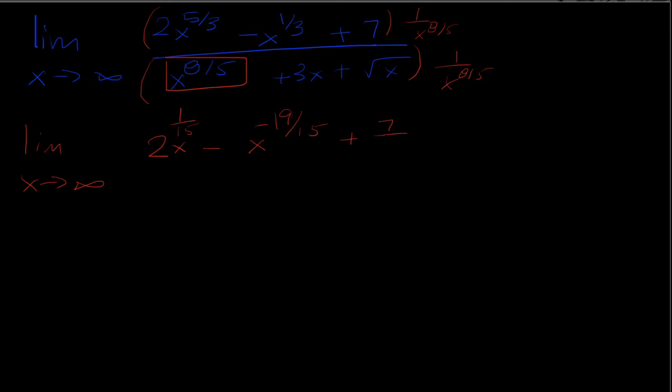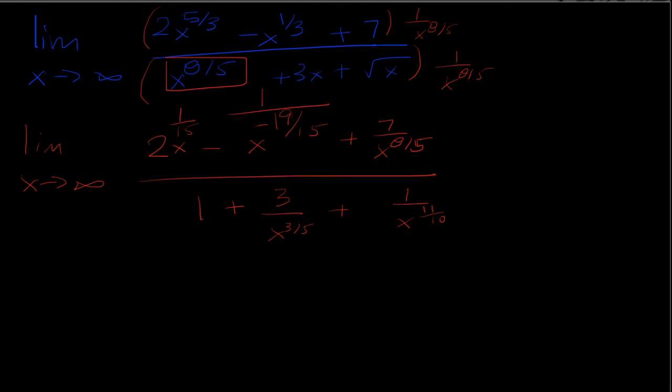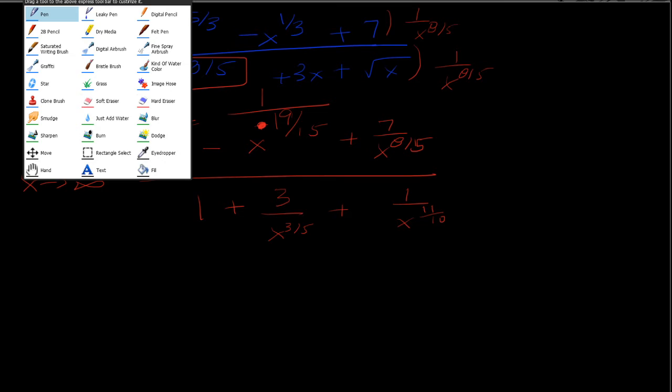plus 7 over x to the 8/5th power, over 1 plus, now 3x times 1 over x to the 8/5, that would just be 3 over x to the 3/5. And root x is x to the 1/2, 1/2 minus 8/5, that would just be 1 over x to the 11/10th power. And actually here, I have x to the negative 19 over 15th. We'll just say it's 1 over this, and now we'll make this into a positive number. So we'll just ignore that negative.